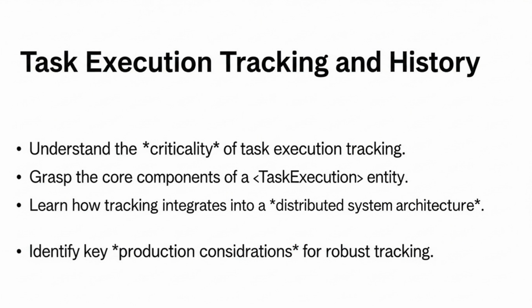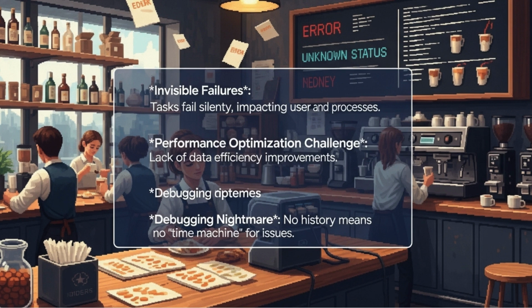First, you will understand the criticality of task execution tracking, why it's a non-negotiable component in any serious production environment. Second, you'll grasp the core components of a task execution entity, which is the fundamental building block for keeping records of your tasks. Third, we'll explore how this tracking mechanism integrates into a distributed system architecture, ensuring seamless operation across multiple services and nodes. And finally, you'll identify key production considerations for robust tracking, preparing you for the real-world challenges of scaling and maintaining such a system. Let's dive in and uncover why this truly matters more than you might think.